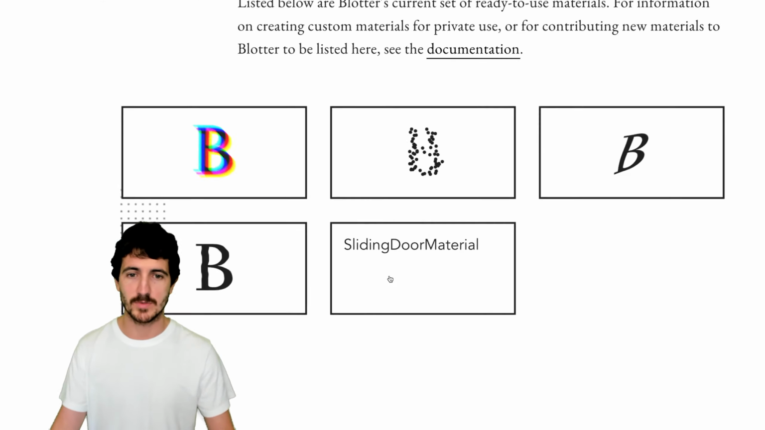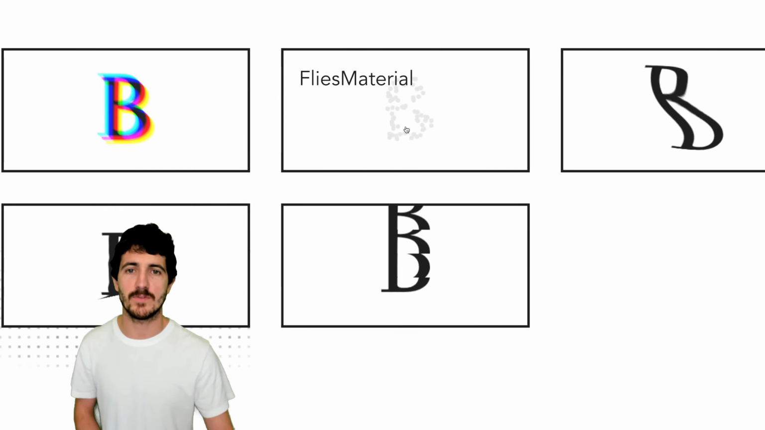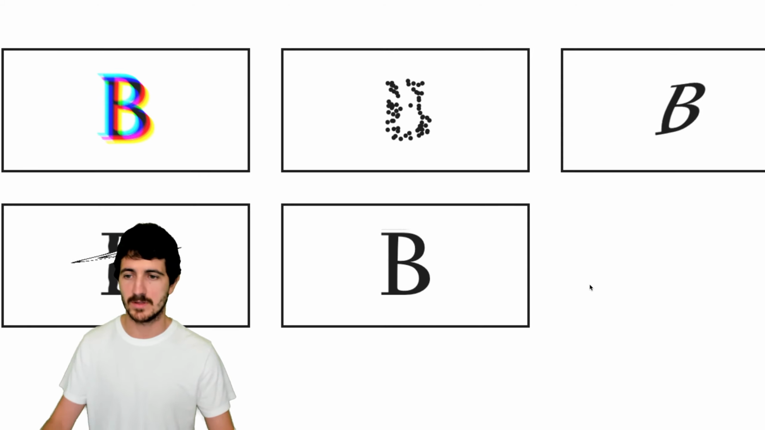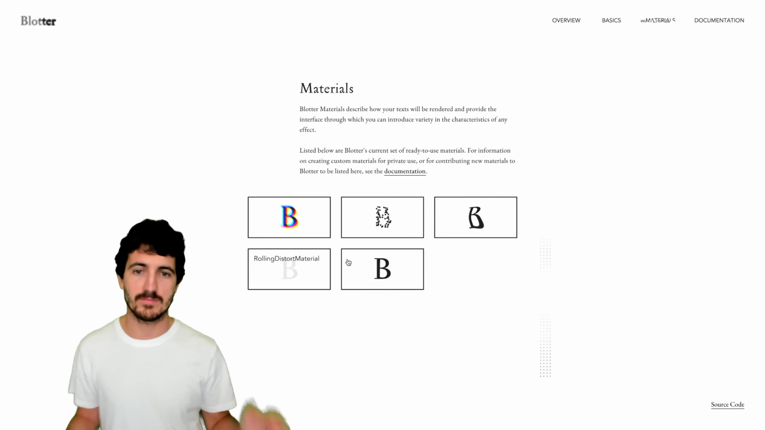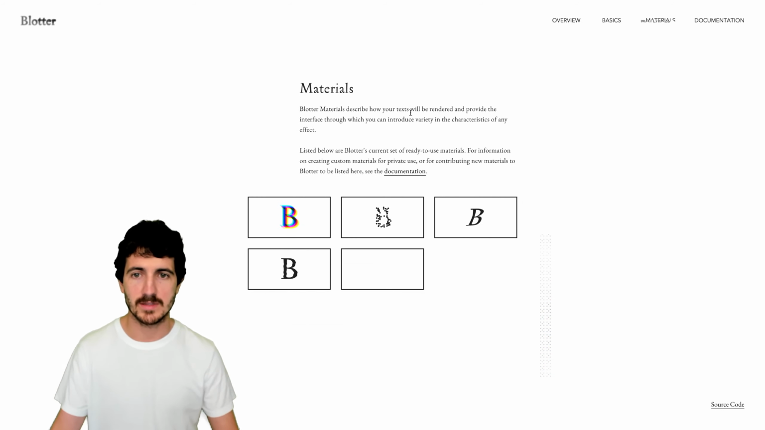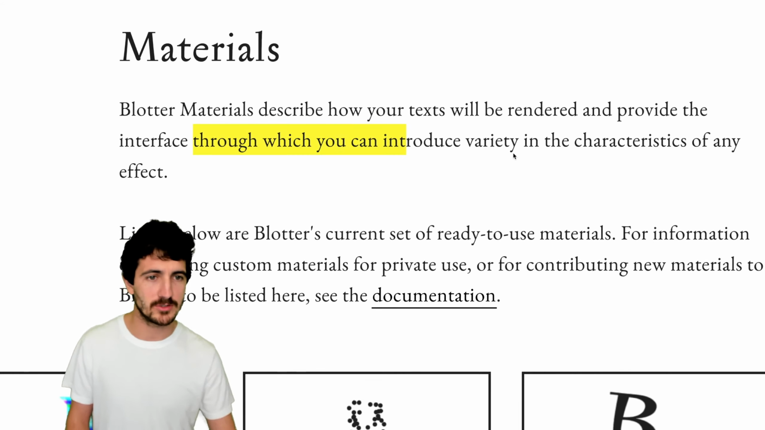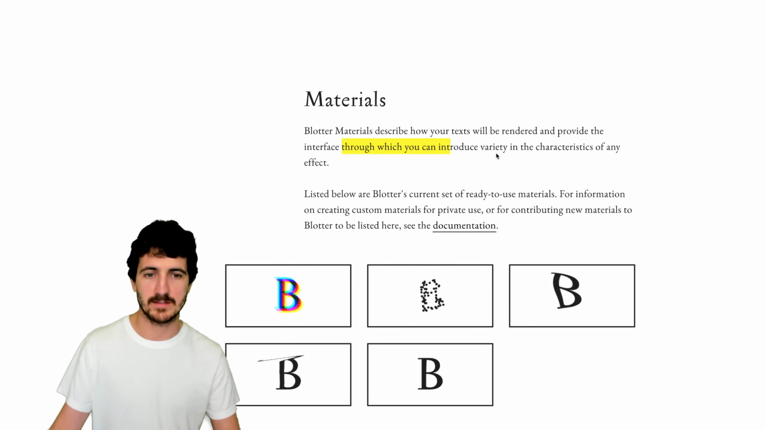And then materials. So these are the main materials. Let me just zoom in here so you can see. So we have the channel split material, files material, liquid distort material, sliding door material, and rolling distort material. And these are things that probably just using Blotter, material describe how your text will render and provide an interface through which you can introduce variety in these characteristics of any effect.